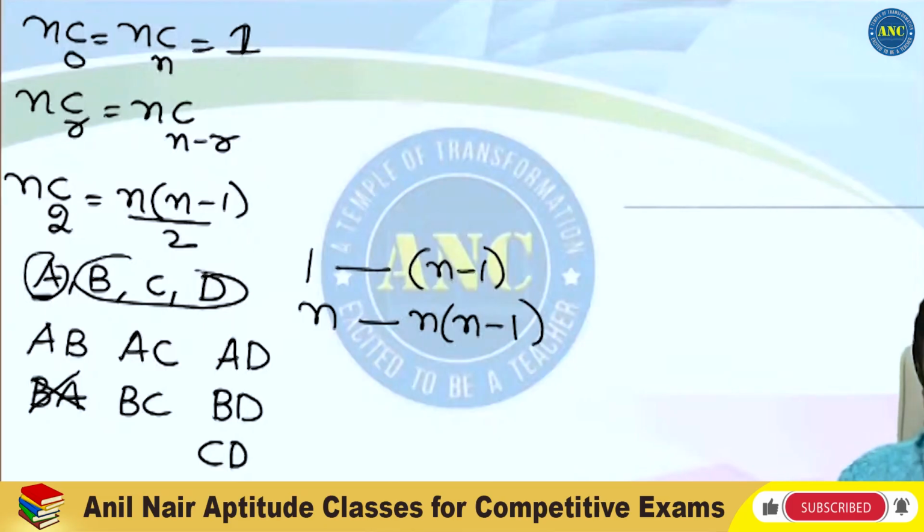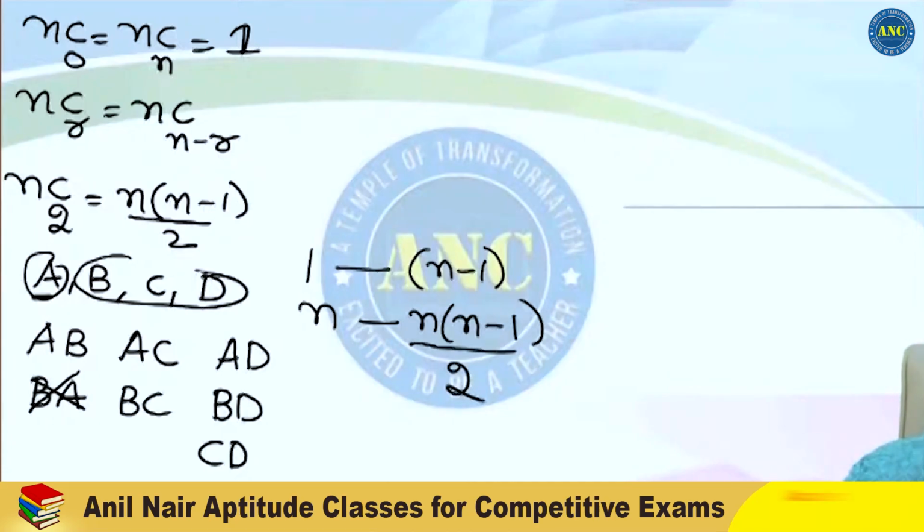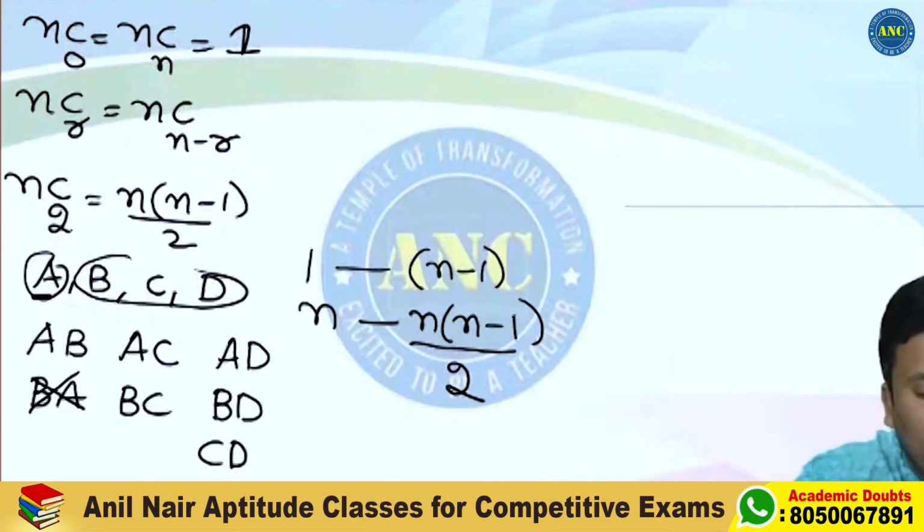A and B, B and A, they are duplicated. So half of them need to be eliminated. Here, please write down a point.